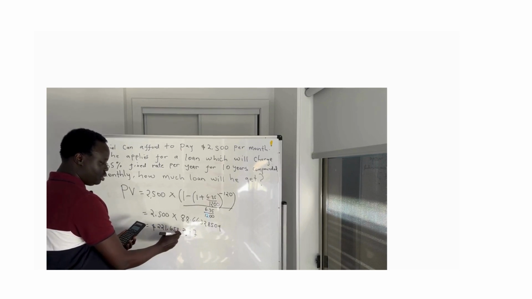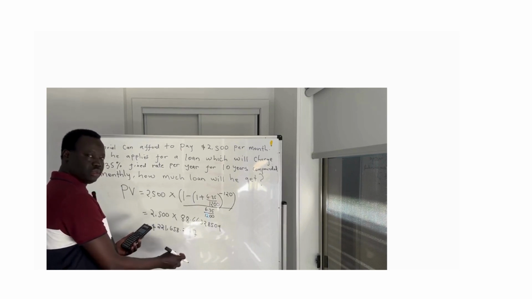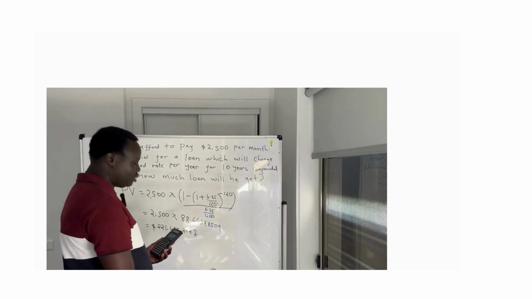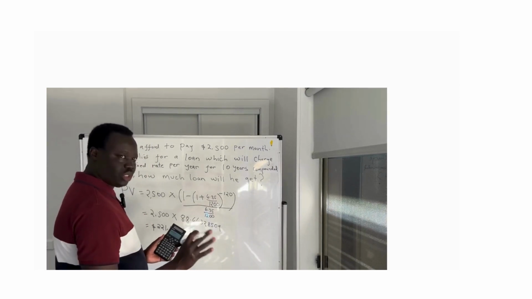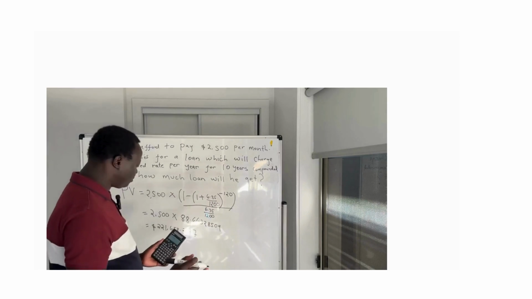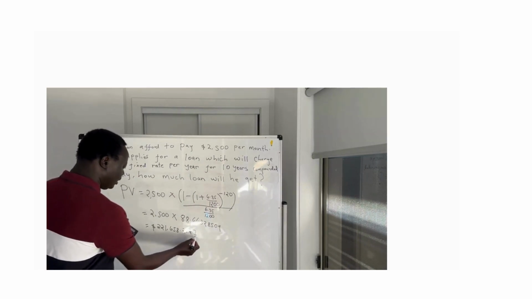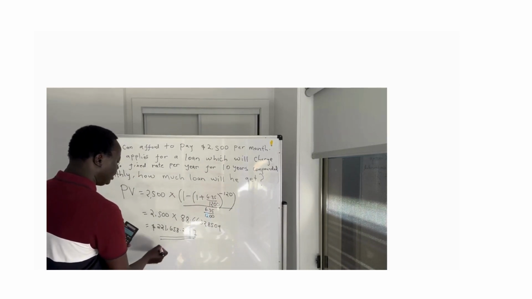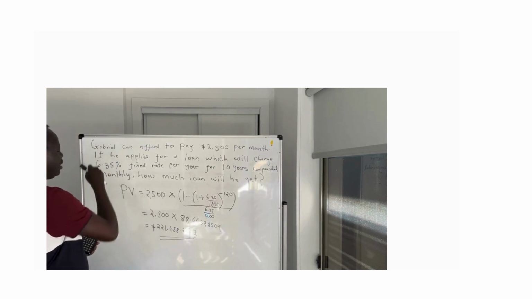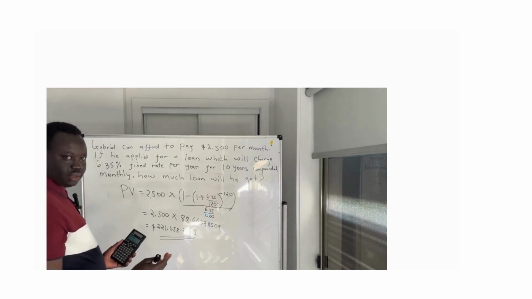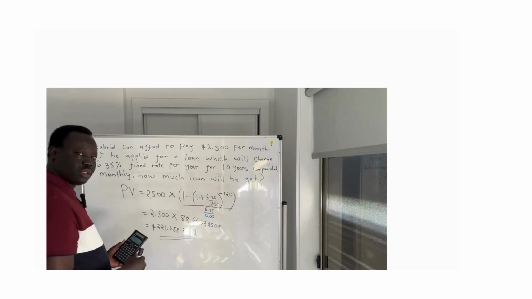If you want to round this one to 2 decimal places, you can drop that 2, and that will be 0.21. If you leave it that way, it's all up to you based on the instruction you may get from the question. This is the answer you will get, and this is how much loan Gabriel can get from the bank. This is the maximum amount.